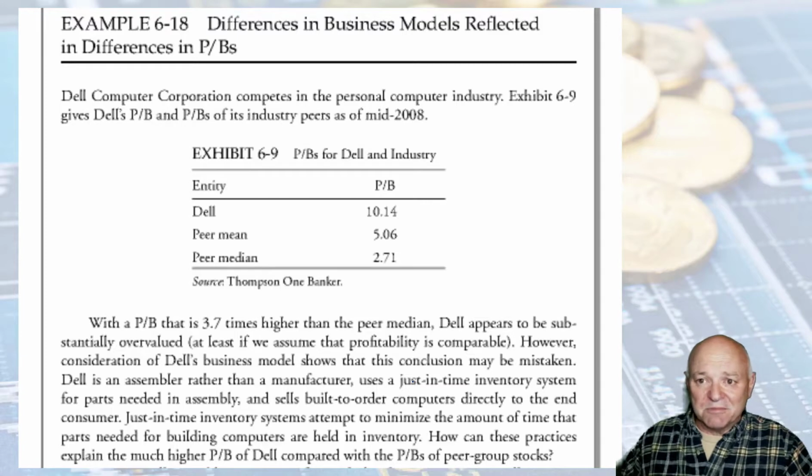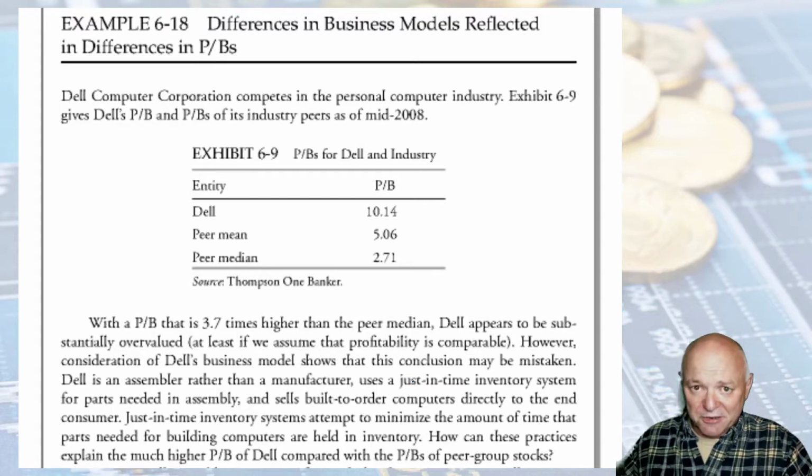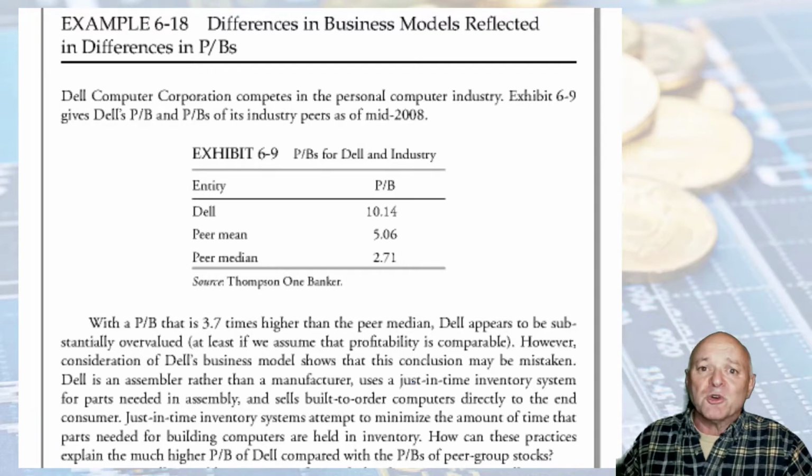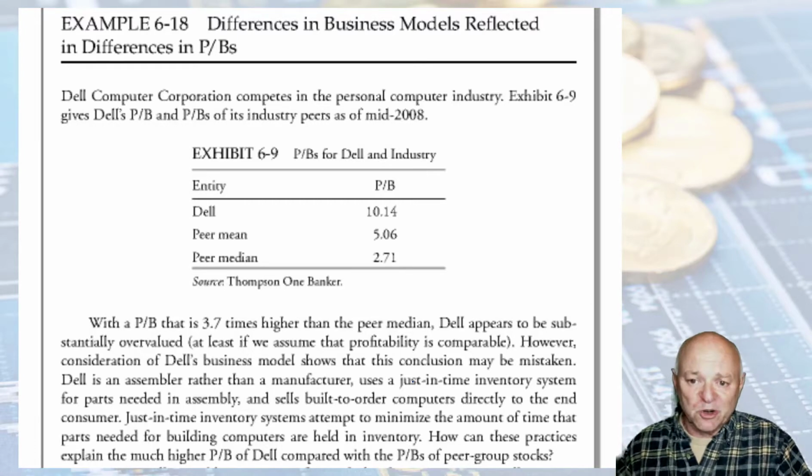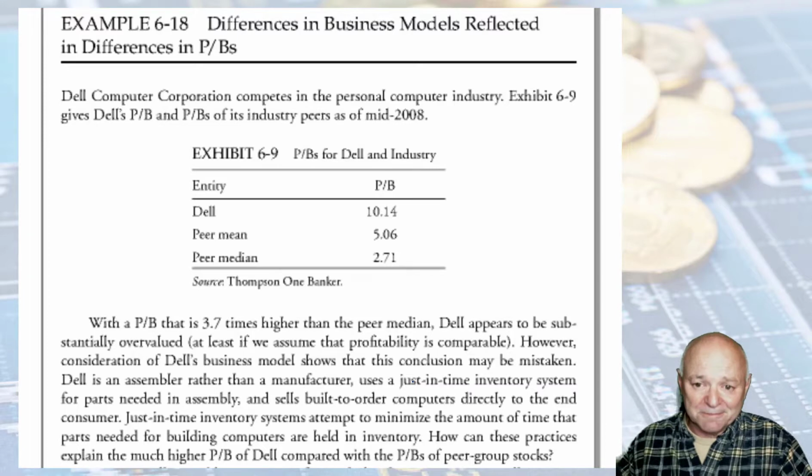It was doing very well in the market because of its perceived cost advantages, but also the book value of its assets was a lot smaller because it didn't have to own factories and it didn't have to own inventories. All it owned was a website. And so that gave it a much higher price to book value than the mean and the median values for its industry.